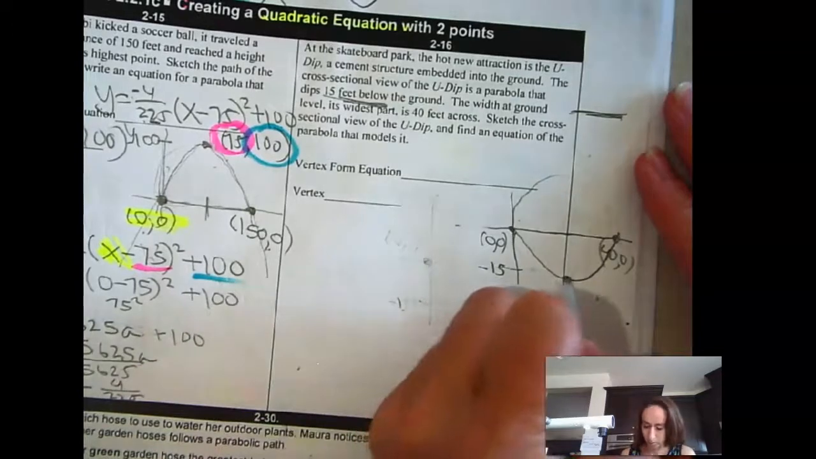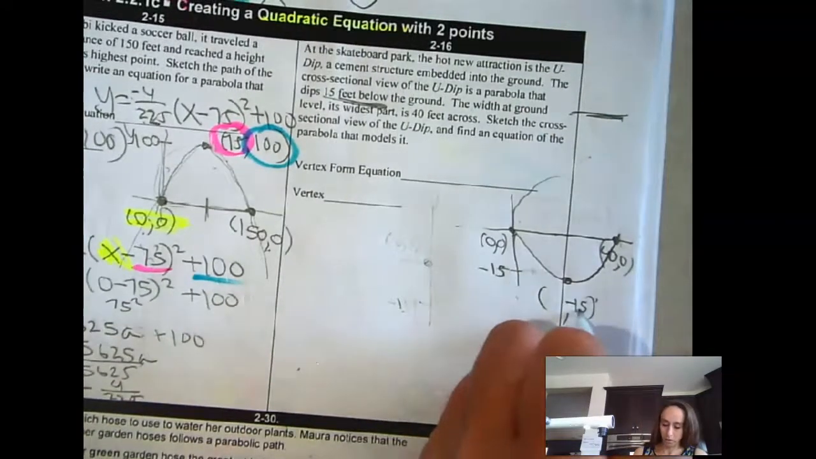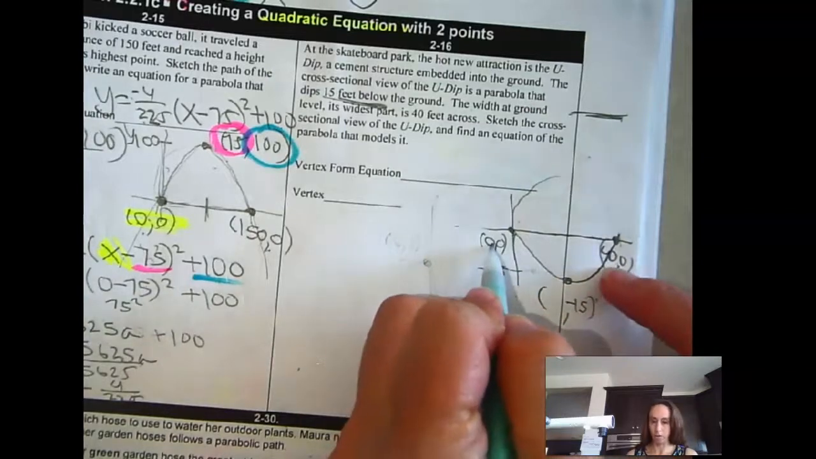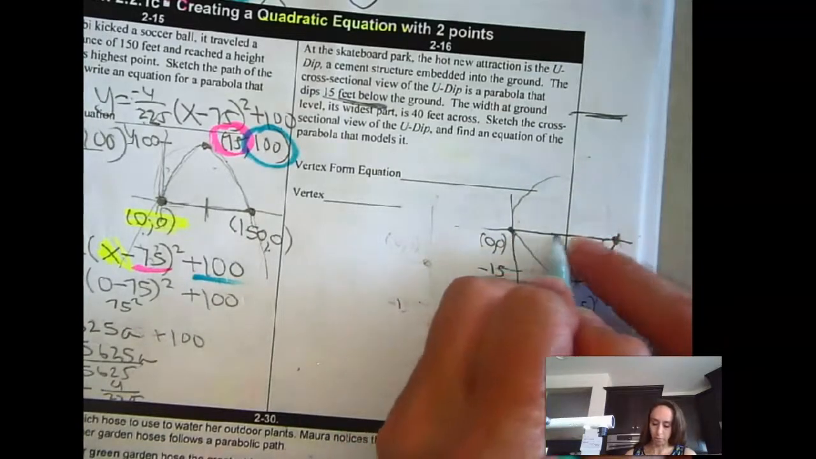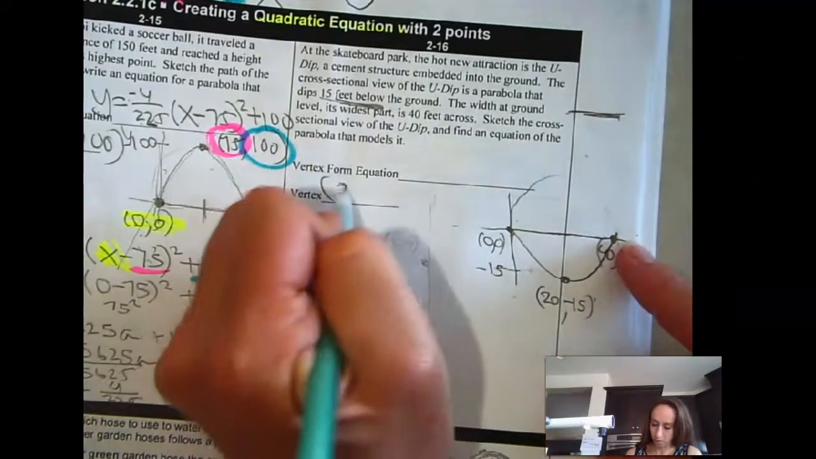Well, what the heck is that vertex? Well, we know what the y value is. The y value is negative 15. And if it's 0 and 40, remember the vertex is always halfway in the middle of the two x-intercepts. That's 20. So now I have the vertex.